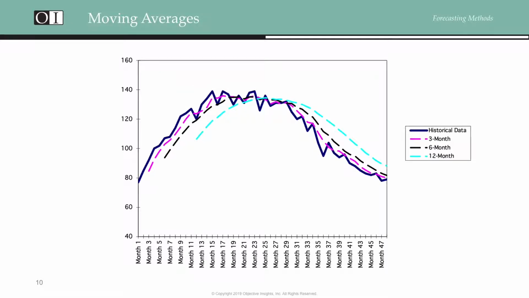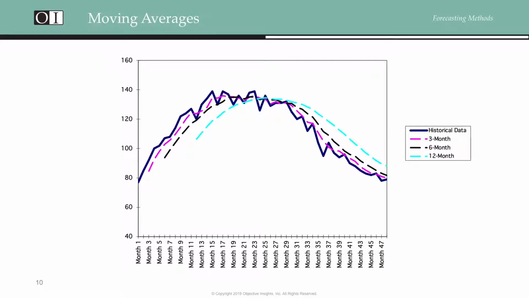So here, this next slide is a graphical representation of moving averages. Again, we have the same historical data. It's the solid blue line. If we take a 3-month moving average, we get the pink dashed line. If we take a 6-month moving average, we get the black dashed line. And if we take a 12-month moving average, we get the light blue dashed line. The forecaster actually needs to decide how many months to average. And you can see that the moving average is very different depending on whether we use 3, 6, or 12 months or something else.